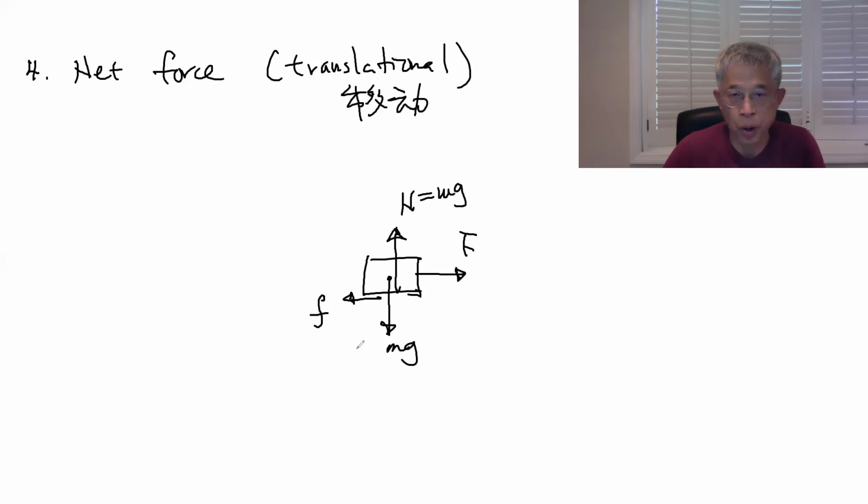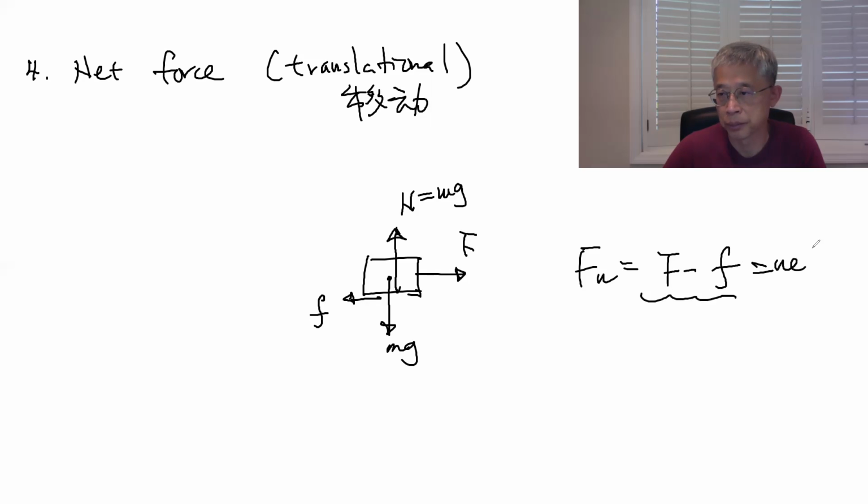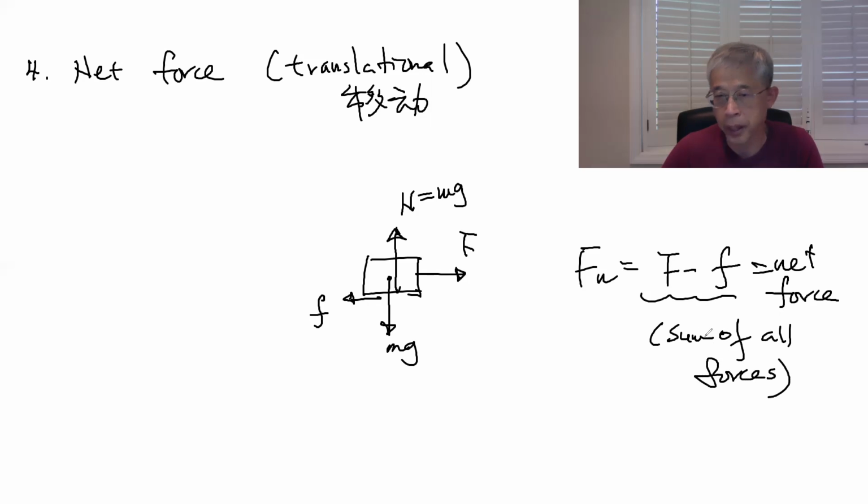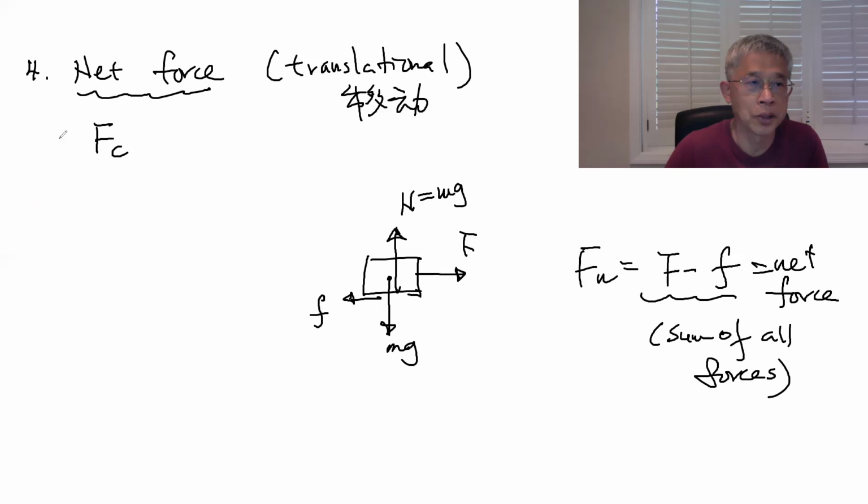So the net force from all these 4 forces, this net force, Fn, is equal to these 4 added together, which is equal to F minus F. That's your net force. So it's just a sum of all forces acting on this system, this object here. So that's the so-called net force. So FC, centripetal force, is similar to this net force, but it's pointing toward the center, okay? And not just that, FC is perpendicular to the velocity of that object, okay?